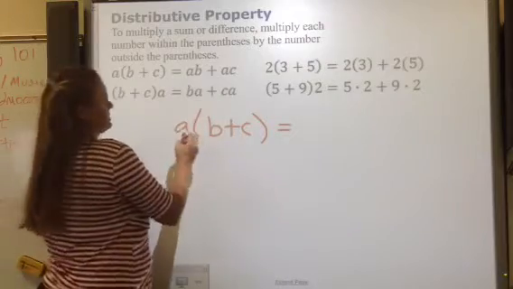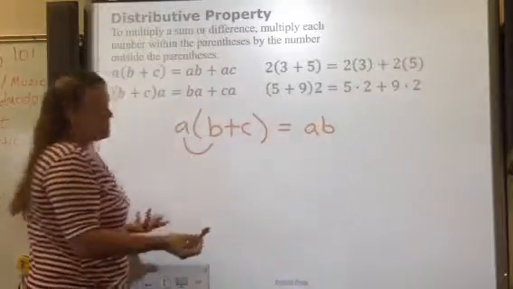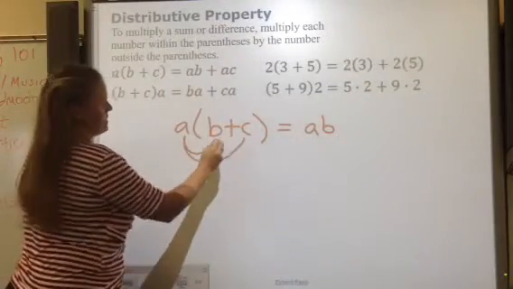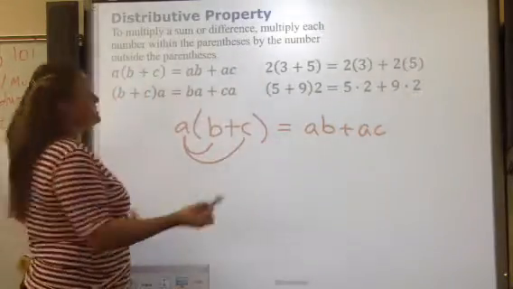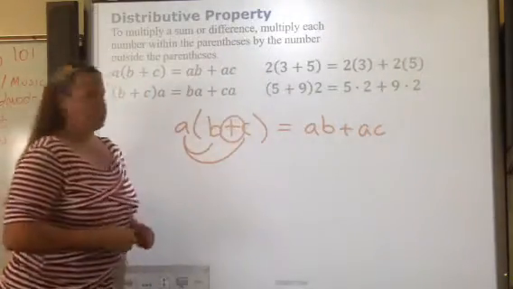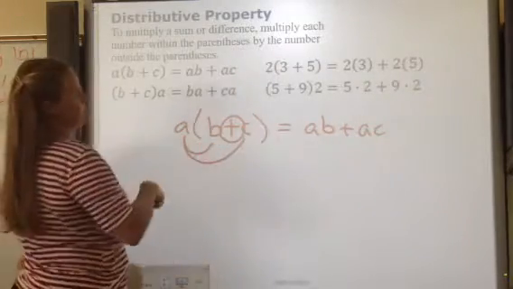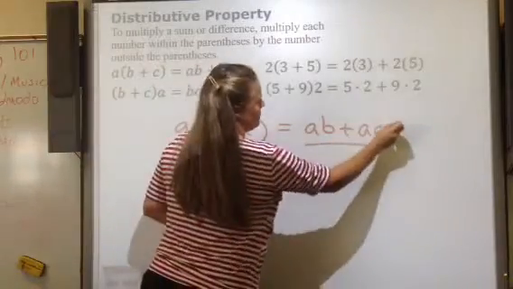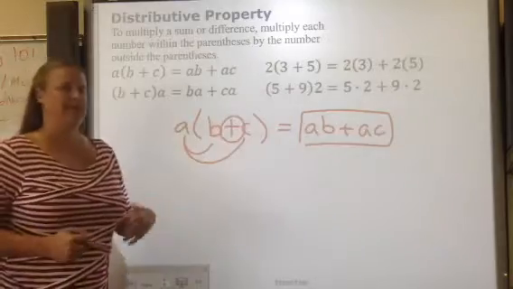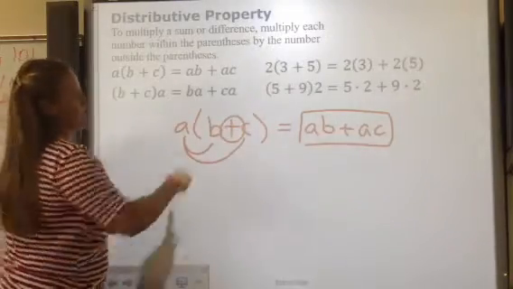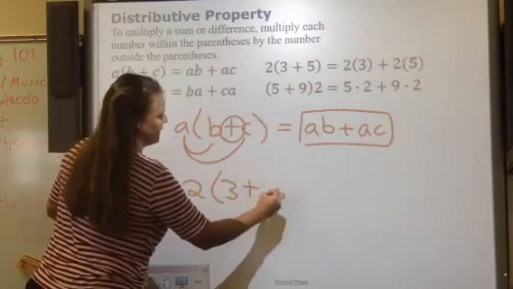But what that looks like is A times the B, which is AB, and we have A times the C, which is AC. And we're adding them together because this operation says to add them. If it said subtract, we would subtract, but it says to add it. So we're adding them together. And then that's our final answer for this problem until we're able to get more information about what the letters represent. Another example is 2 times 3 plus 5.